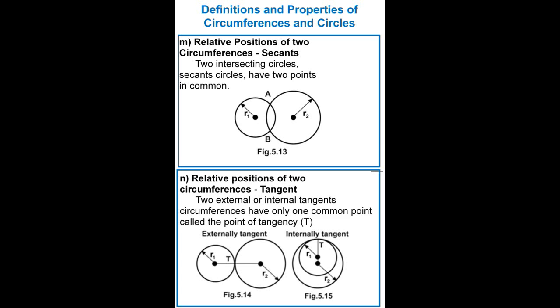In the second part of this slide, I present two circumferences, tangents internal and external, one to each other. In figure 5.14, two external tangent circumferences having a common point T are presented. In figure 5.15, two internal tangent circumferences with a common point T are presented. Two tangent circumferences have in common a single point of tangency.